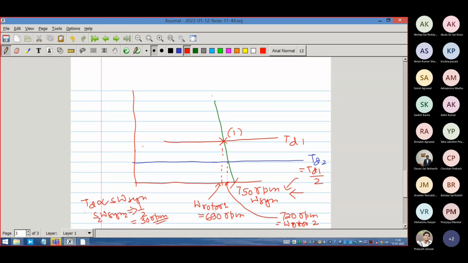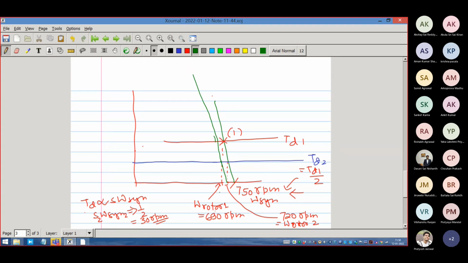However, what characteristics do we need now? It should be half the torque, and the product should be 30 RPM. So where should the characteristics pass now? It should pass through this line. This is the torque line. The characteristics of the machine now have to pass through this line. This type of characteristics you have to generate.